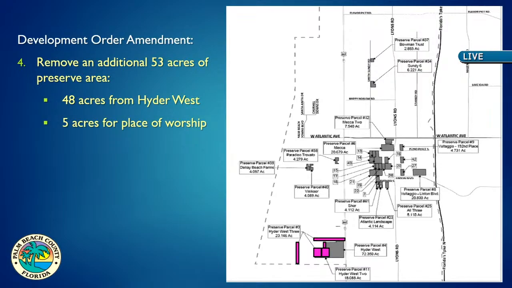Currently preserved west of State Road 7. This area is known as Hyder. It's Hyder 1, 2, and 3. As well as the previously mentioned 5-acre parcel south of Atlantic, just on the south side of 158th Road South, and just west of Lyons Road for the development of a place of worship.